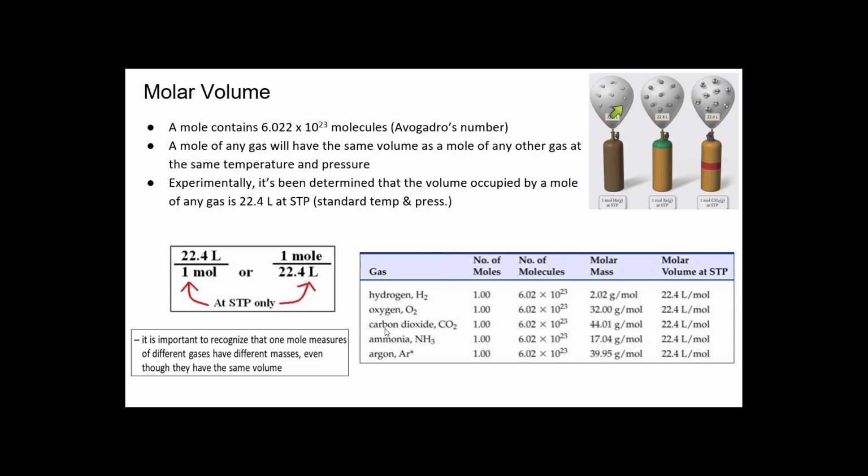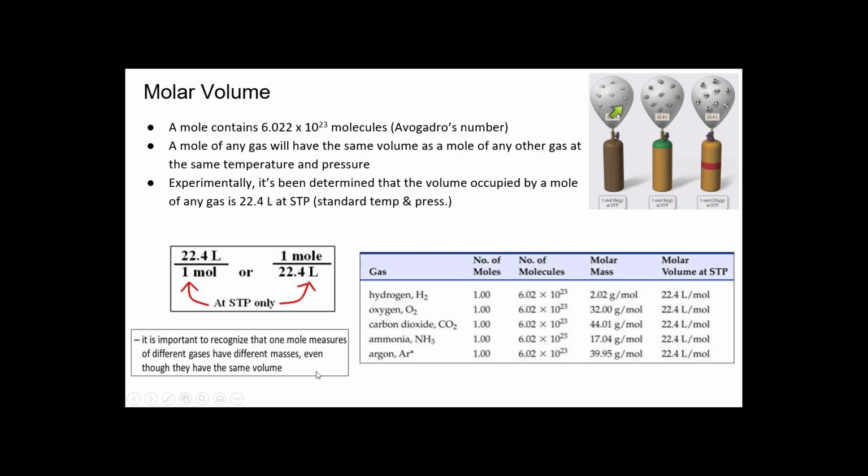Molar volume. A mole contains 6.022 times 10 to the 23 molecules. We should all know that's Avogadro's number. It's a lot easier to explain if you look down here. There are different gases. They all have different molar masses. However, at 1 mole, they all have the same number of molecules. And if you look at standard temperature and pressure, that means that their molar volume, regardless, will be 22.4 liters per mole.